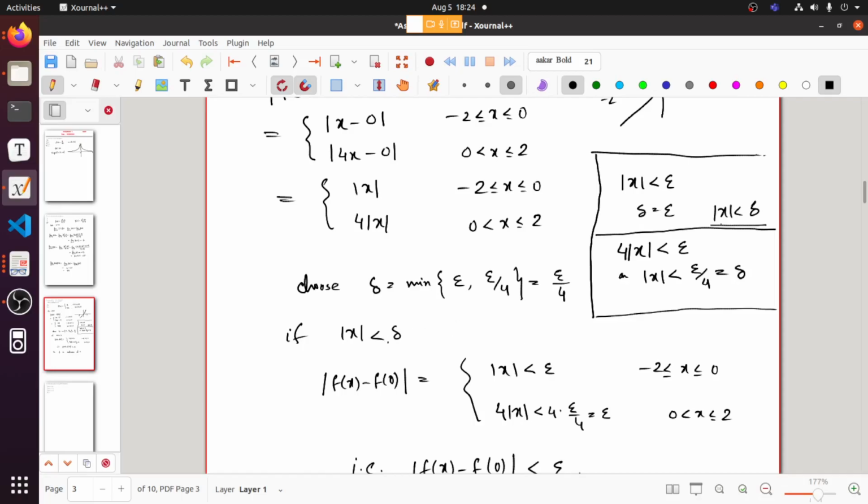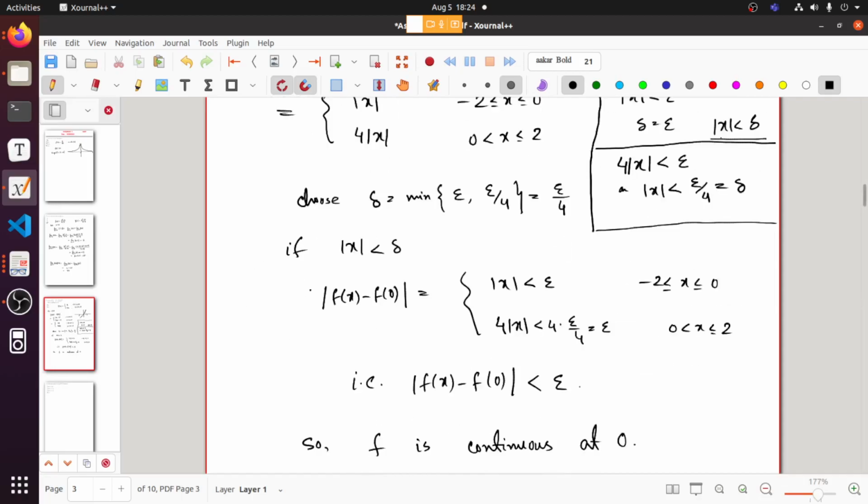And for the second case, delta is less than x, mod x is less than delta, which means it is also less than epsilon by 4, right? So for the second one I use epsilon by 4, for the first one I use epsilon, because the minimum is epsilon by 4. So 4 cancels out, we get epsilon. So whatever is in the region, if I choose this delta as the minimum of these two, then I get mod of f(x) minus f(0) to be less than epsilon, right?